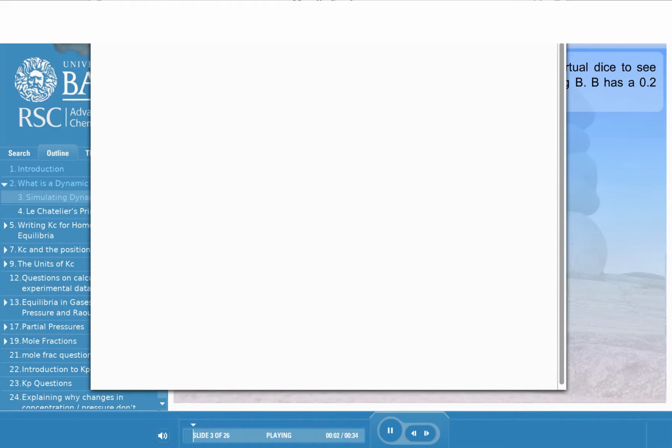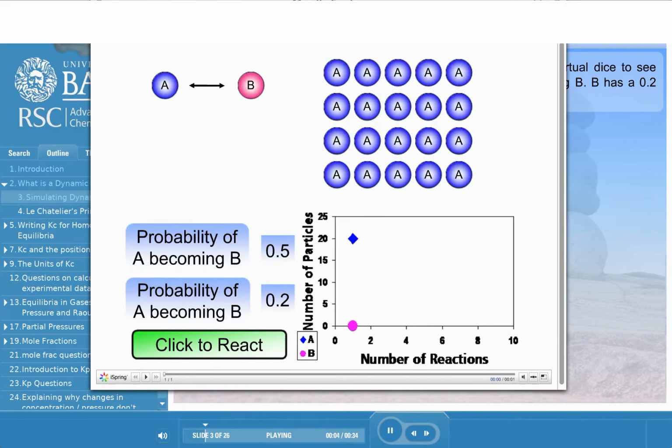In this animation, when you click React, the simulation will roll a virtual dice to see whether the blue particles of A will react and become pink particles of B. A has a 50% chance of becoming B, B has a 20% chance of becoming A. Have a look and see what happens.